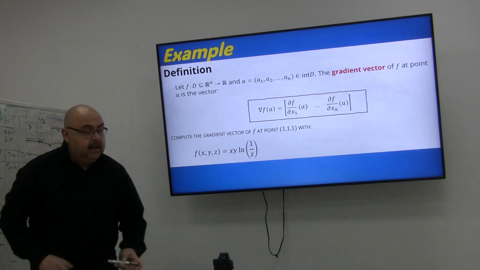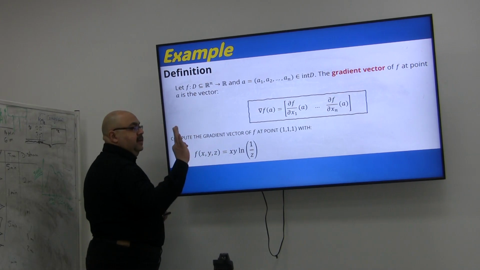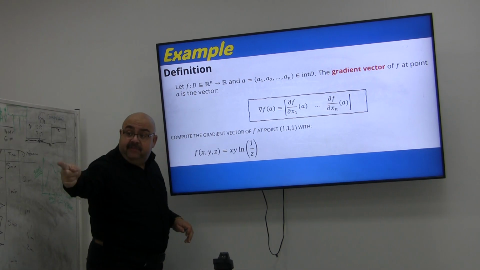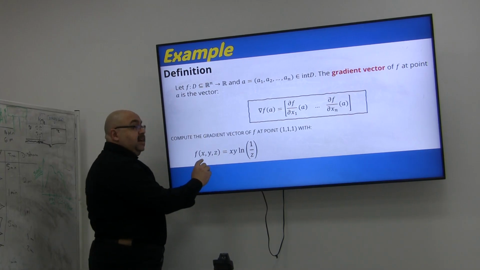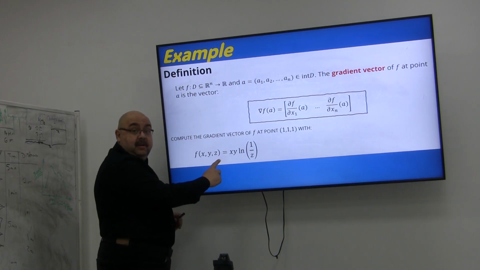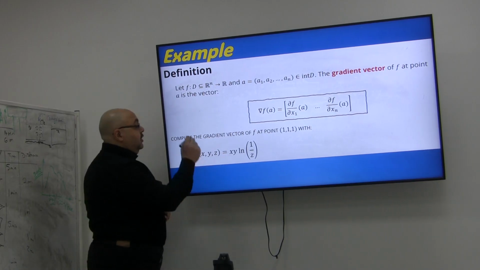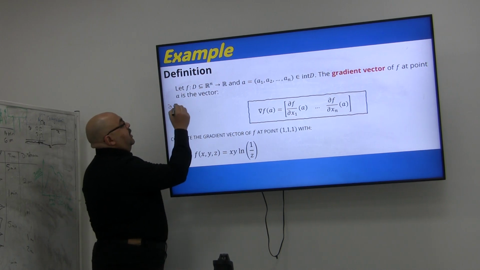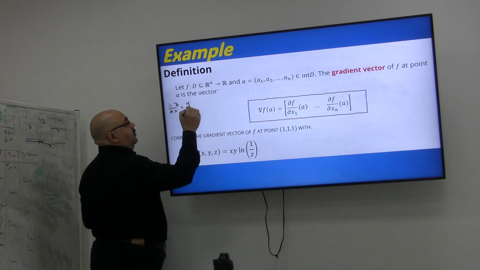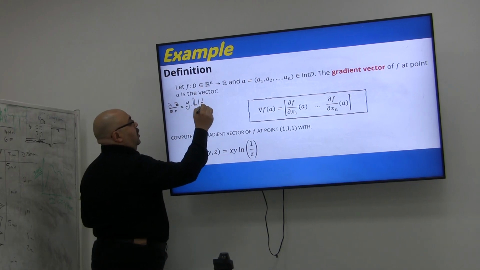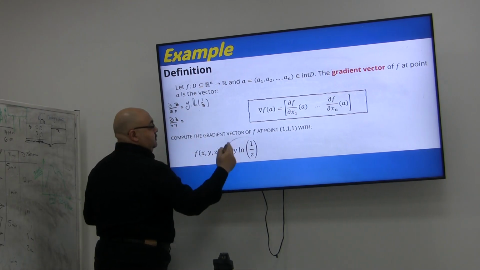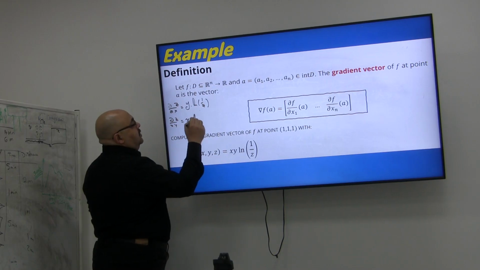It's really very simple. How many variables do you have? Three. Differentiate for three variables. The first derivative will be with respect to x, the second with respect to y, the third with respect to z. Let's do them together, step by step. I need partial f partial x, differentiating with respect to x, it's going to be y times ln 1 over z. The derivative with respect to y is going to be x times ln 1 over z.